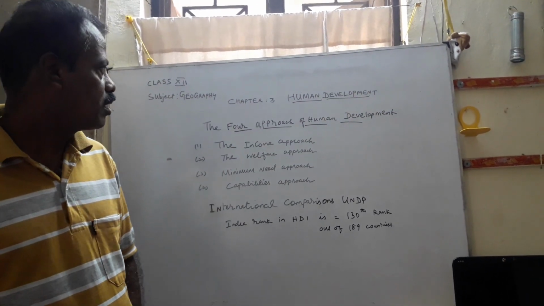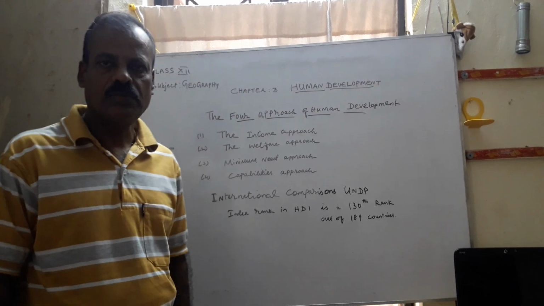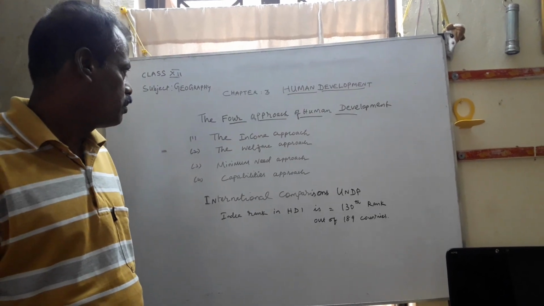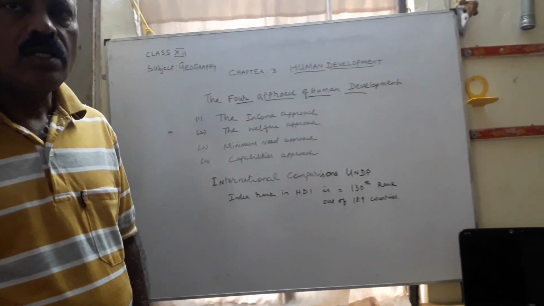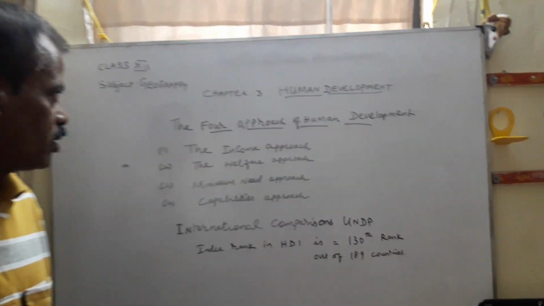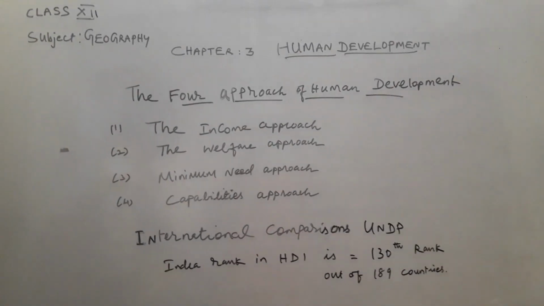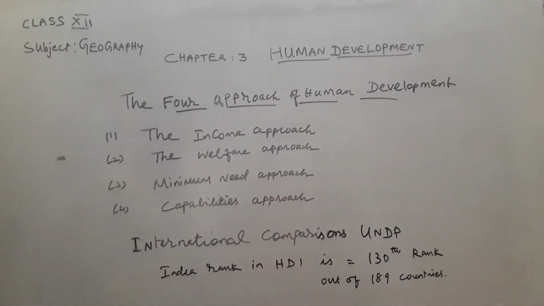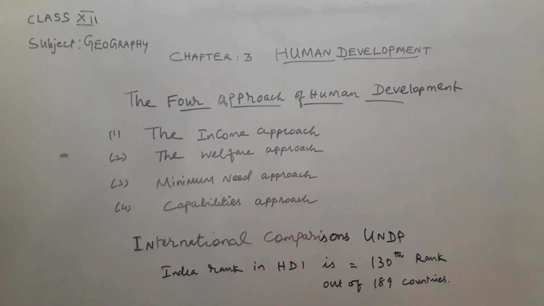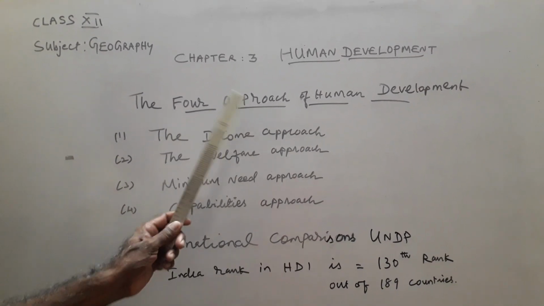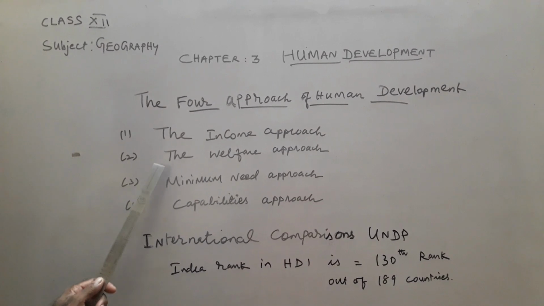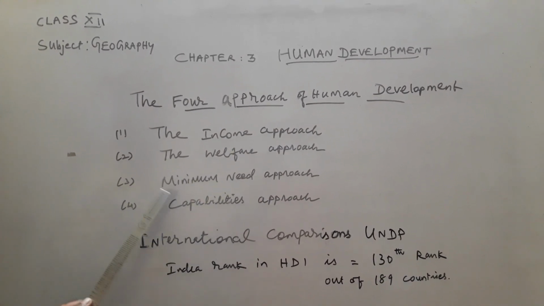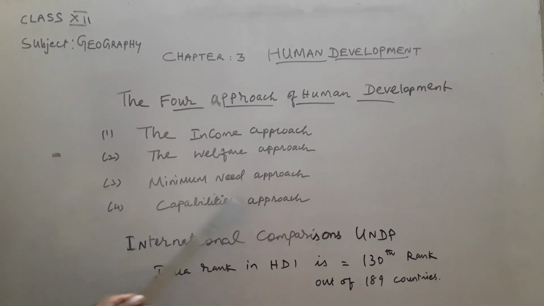Yesterday I took the class for the Human Development chapter 3, where we discussed the four pillars, and today I am going to take the class about the four approaches. So you know very well what the four approaches are. See, the four approaches of human development: one is the income approach, the second is the welfare approach, then the minimum need approach, and the capability approach.